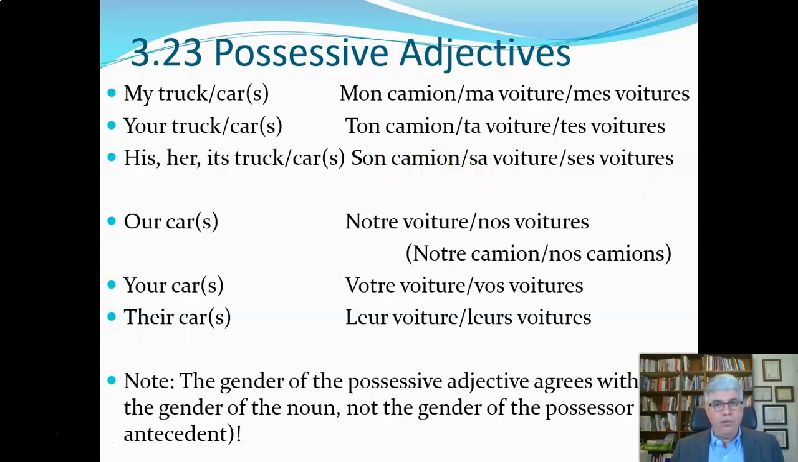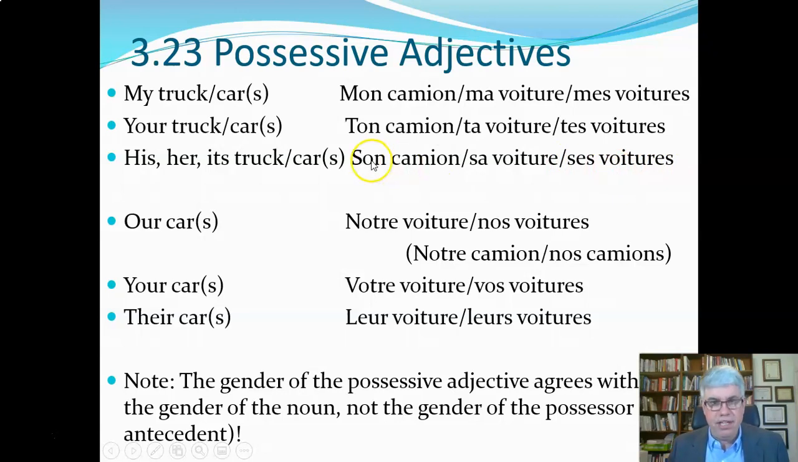It could mean her truck or its truck, because the masculine part of son isn't describing the person who owns it. It's agreeing in gender with the noun that it's describing, camion. So sa voiture doesn't necessarily mean her car. It could be his car also. Even though this is feminine, it's describing the noun voiture, which is feminine. And sa voiture could be his car or her car or its car. It wouldn't be their cars, because sa is the singular, not the plural form of the adjective.